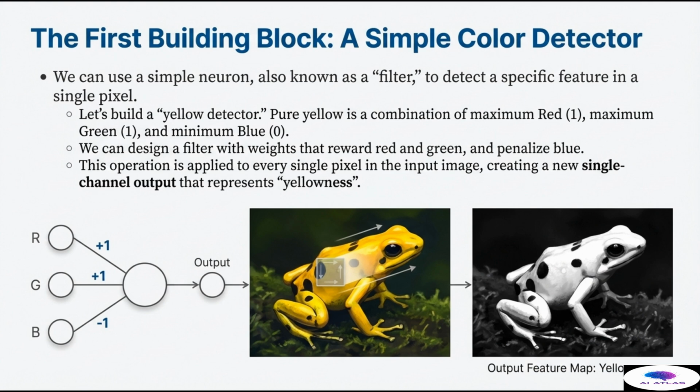When this operation, the weighted sum, is applied to every single pixel across the entire input image, the result is a new single-channel output. This new map, often called a feature map, doesn't show the color yellow, but rather the yellowness score for every location in the original image. Pixels that score high light up brightly in the feature map, indicating a strong presence of the detected feature. This fundamental idea, designing a lightweight, specialized detector, is the core concept that scales up to full CNNs.